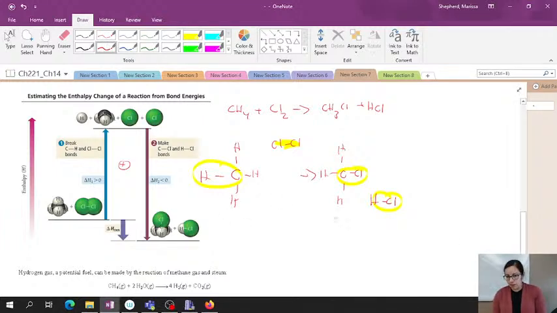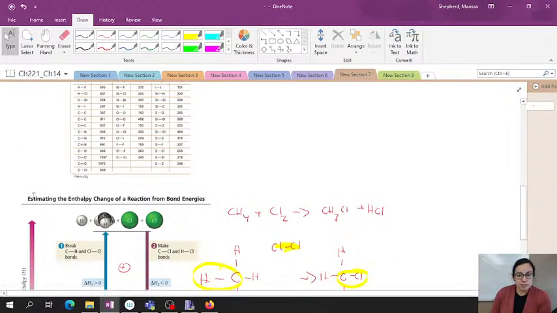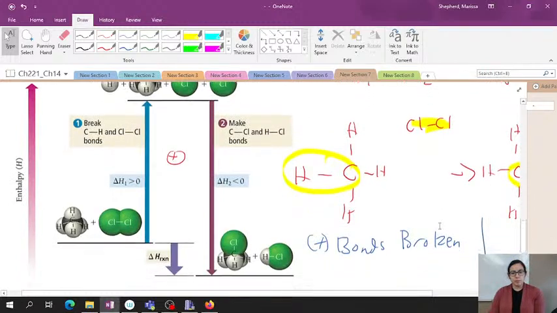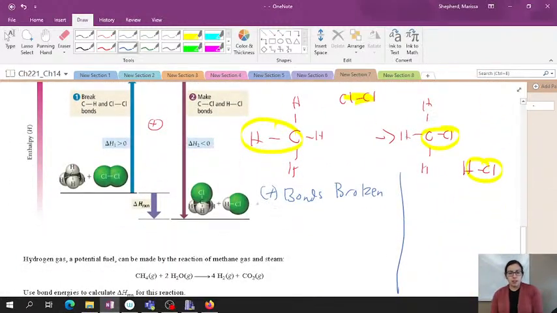And so usually I tally up 2 sides. So I'll do bonds broken first. That requires energy, so your sign should always be positive. And now we just have to look at our bond energies and do it. So here's CH, that's 414. And again, this is per mole, so it's just 1. So 414 is fine.